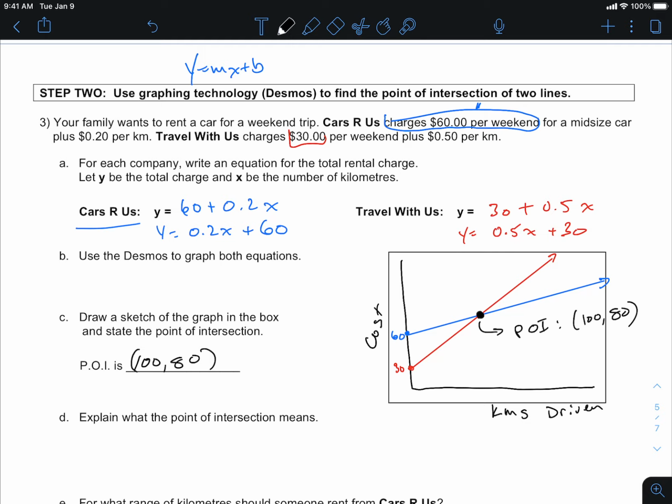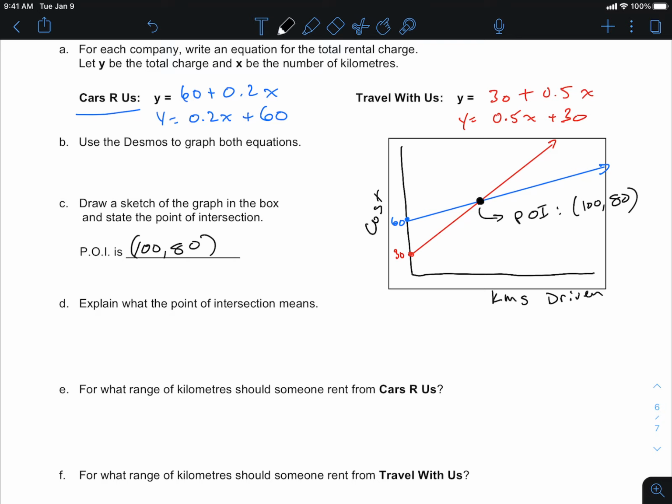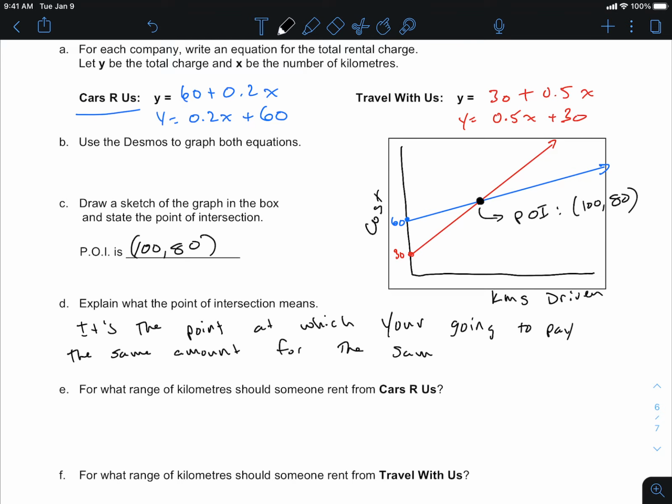Oh, sorry, you guys will be able to see this. And then we're going to talk about what the point of intersection actually means with this question. Well, it's the point at which you're going to pay the same amount of money for the same number of kilometers.